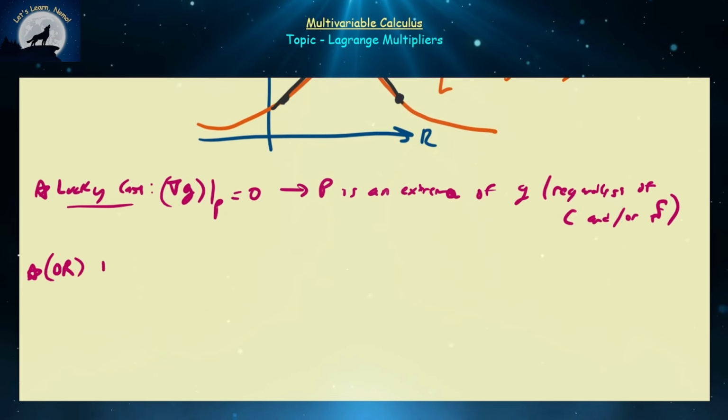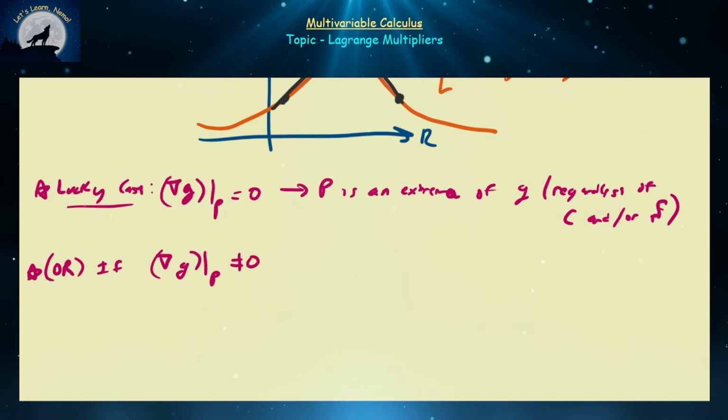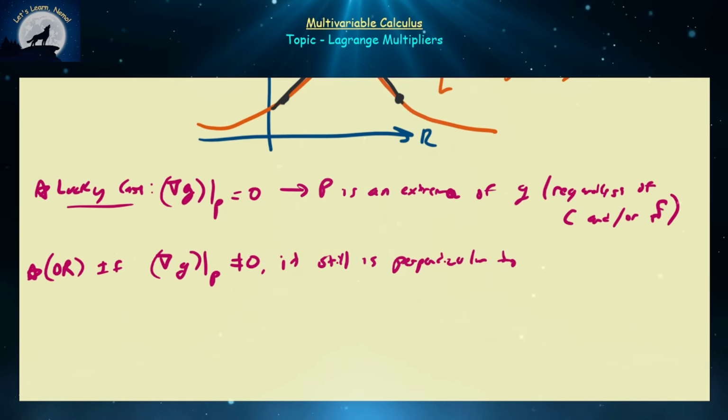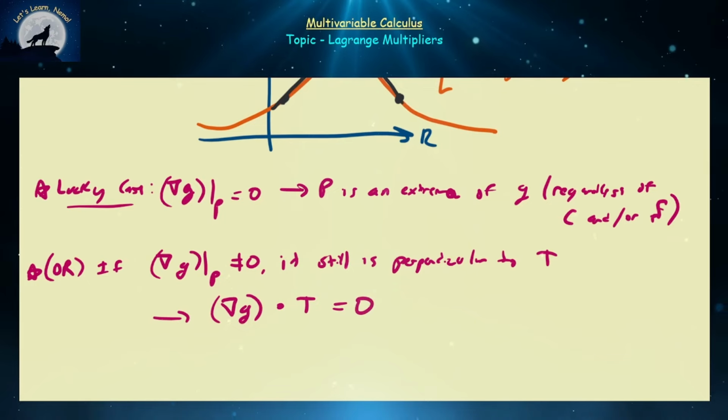If the gradient of g at P is not equal to 0, keep in mind that the contour C is still defined, so the gradient at point P should still be perpendicular to the tangent at that point, because that's pretty much the property of gradients regardless of the function. So it still is perpendicular, or orthogonal, to T, meaning that the gradient of g dot product with the same tangent vector T will be equal to 0.